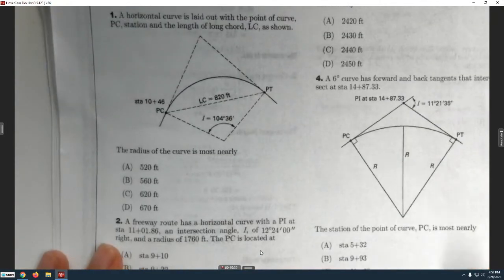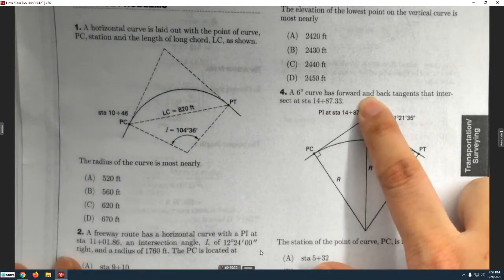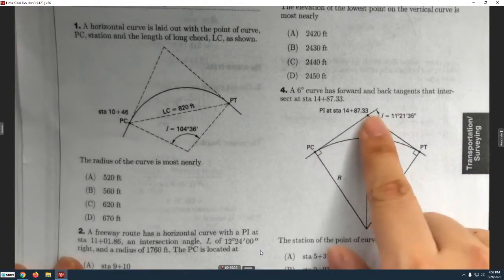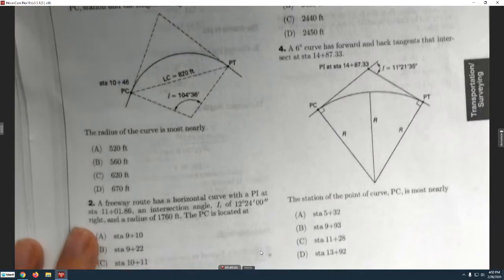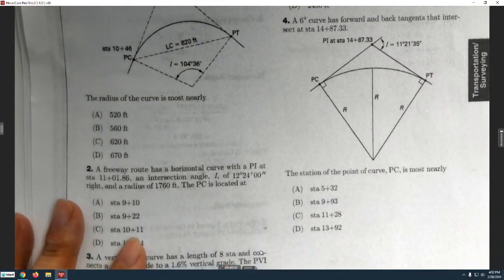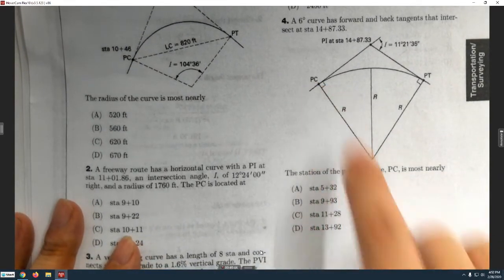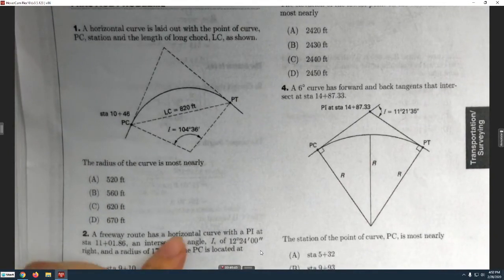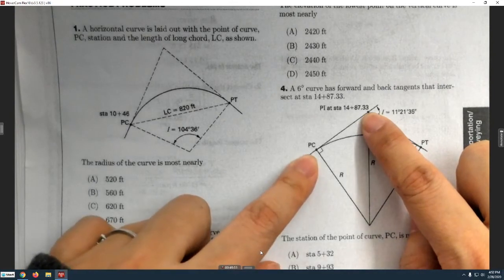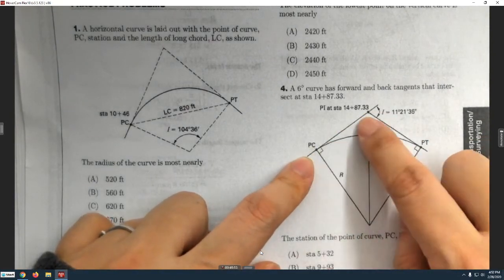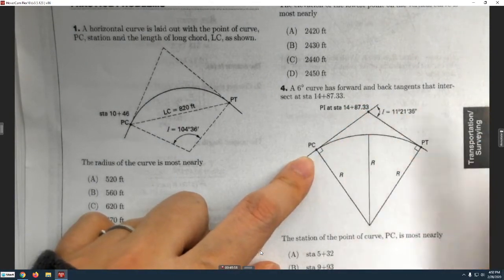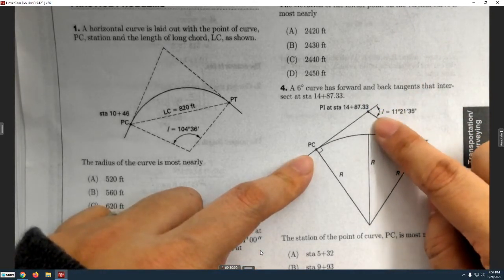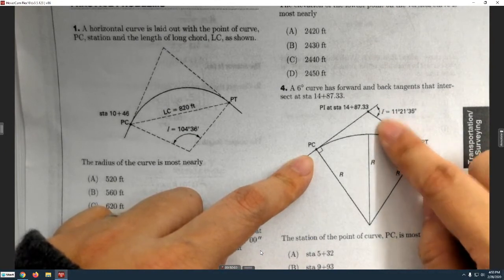Next one. A 6% curve has forward and backward tangents that intersect at the PI station, which is given. What's the station of the PC? Again, we know the station of PI, and we want the station of PC. All we need to know is this tangent, and we also already know the intersection angle here.